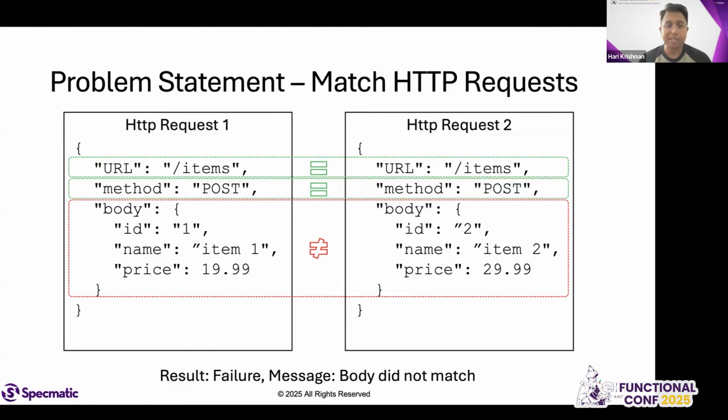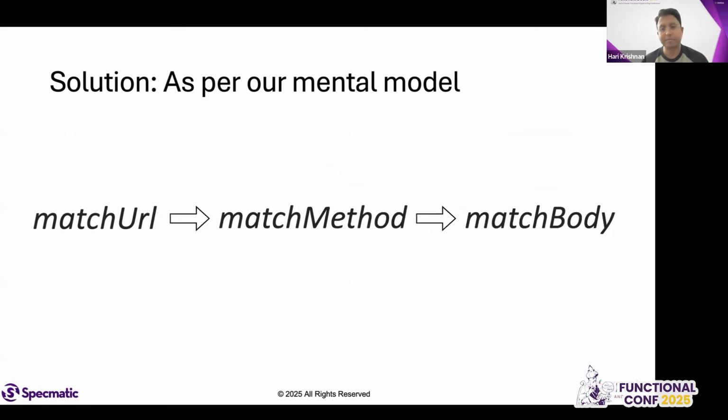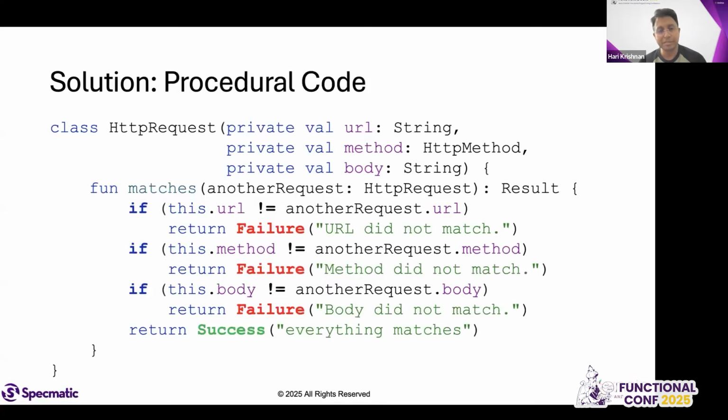Now, very straightforward. I think it should not take more than 5 minutes to write both the test and the code, test drive it, and knock it out. That's exactly what I thought it would look like, and I did write this kind of a mental model in my head, which is I want to start with match URL, then match the method, and then match the body. That's exactly what has been asked of me, and I have done that. This is the mental model. And then I start writing the code, and the code looks something like this.